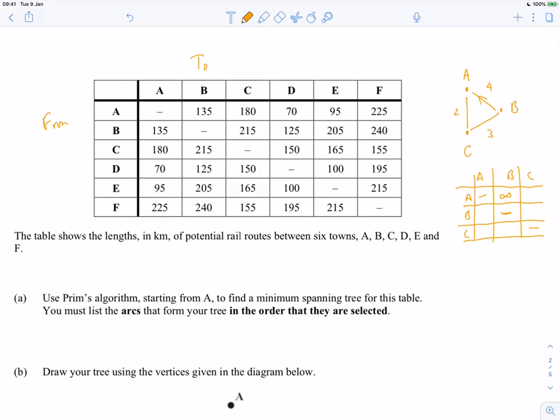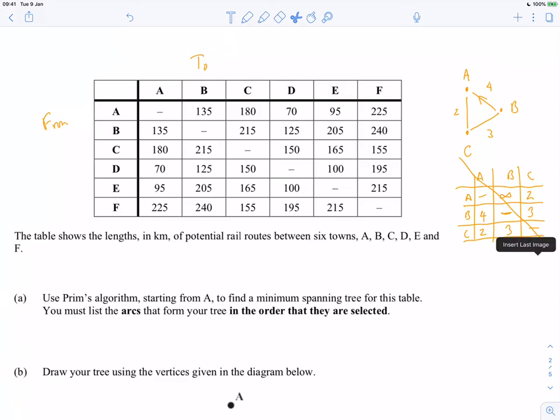From A to C, that would be 2. From B to A, well, that's 4. We know it because that's the direction of that arc. B to C is 3, and then C to A is 2, and C to B is 3. So notice how they're not necessarily symmetric, that diagonal. It depends on the direction. And having a quick peek at this, it looks like this is symmetric, so this doesn't appear to be a directed network or a directed graph, so we'll leave it at that.